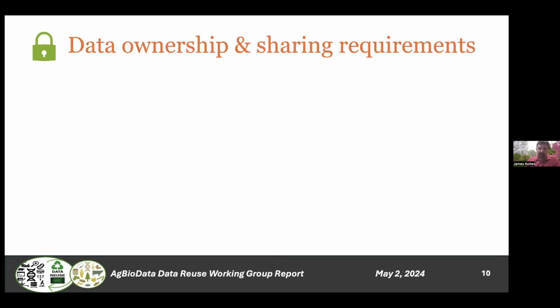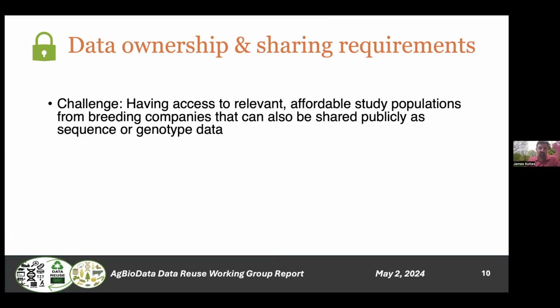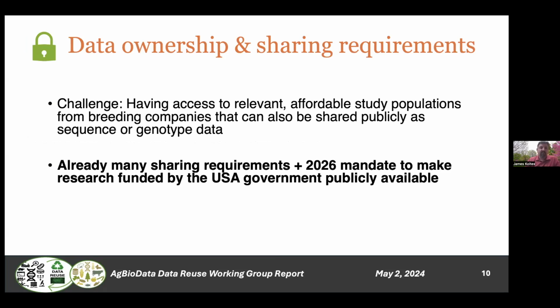Then the topic of data ownership, which always seems to be looming, and how we share data. So having access to relevant, affordable study populations from breeding companies can certainly be very helpful. The challenge there obviously gets to be the intellectual property piece. If data are generated through public funding, then there are already lots of sharing requirements. And this upcoming 2026 mandate to make data available is obviously an important one.